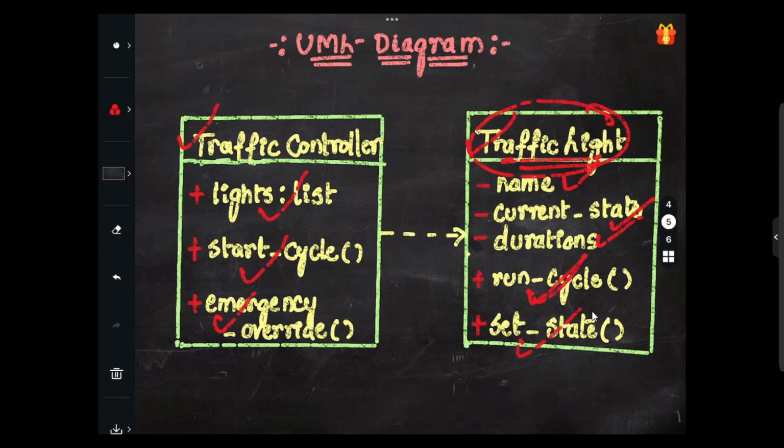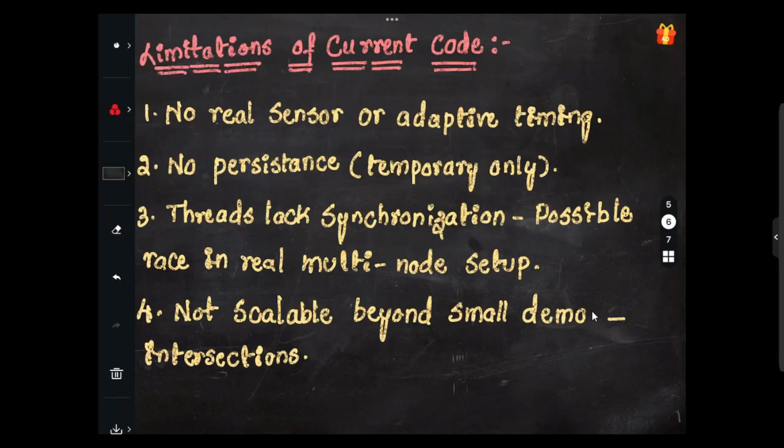We have discussed the UML diagram. We will be going with two classes, and the parameters and the methods we have also discussed: what methods we'll be making use of and what parameters we'll be using. Next, let's move on with the limitations of the current code, after writing the code actually.